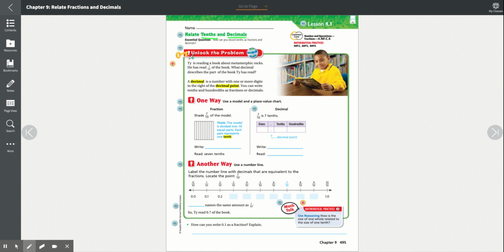So consider this little story. Ty is reading a book about metamorphic rocks. Sounds cool. He has read 7/10 of the book. What decimal describes the part of the book Ty has read?